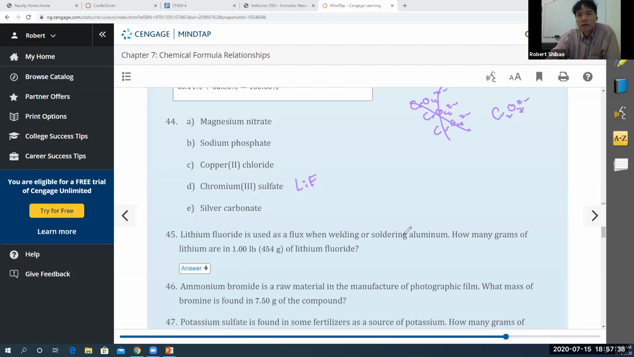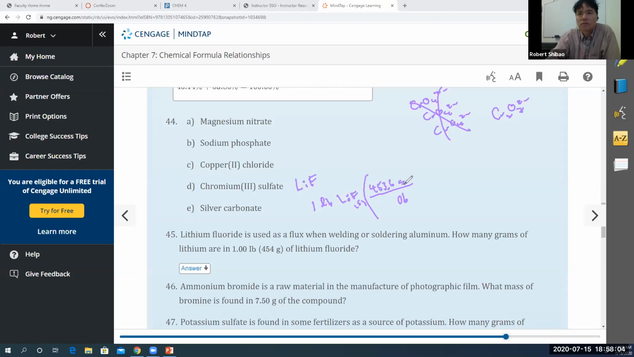So lithium fluoride, how many grams of lithium are in 1 pound of lithium fluoride? This is just dimensional analysis. We have 1 pound of LiF, pure lithium fluoride, solid, it's pure salt. Then we want to get rid of pounds of lithium fluoride. It looks like we can only get rid of pounds, so we go to grams, 453.6 grams.